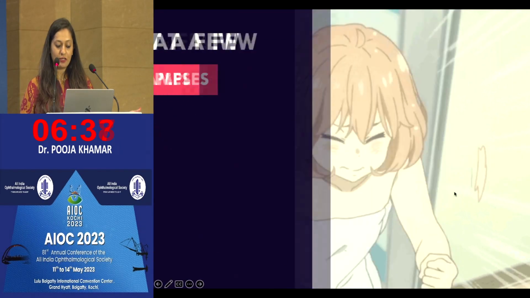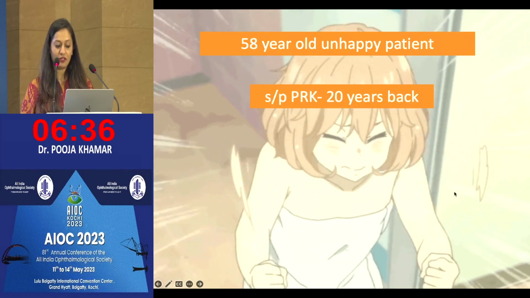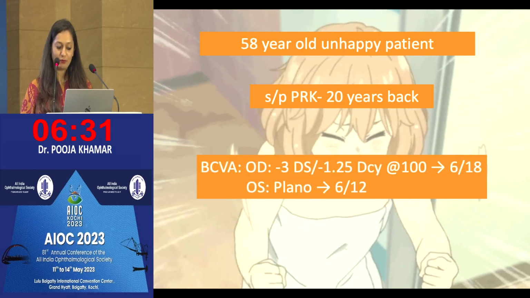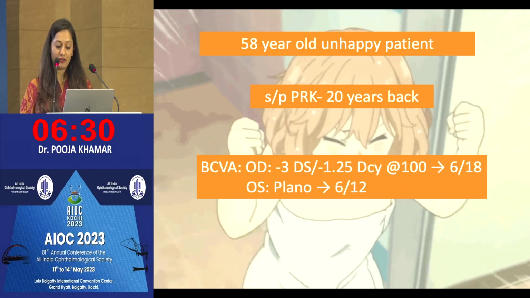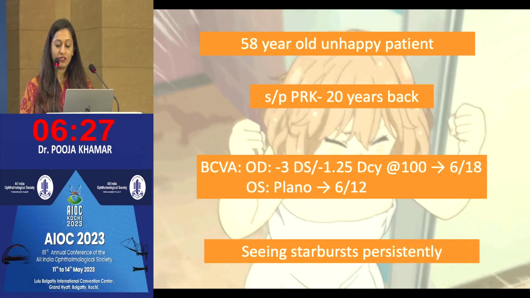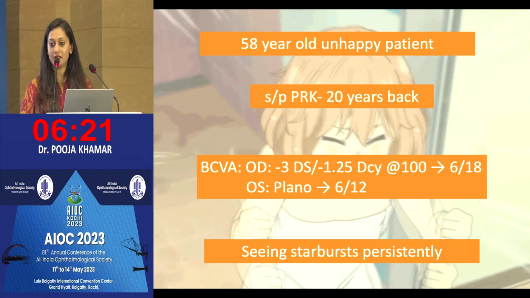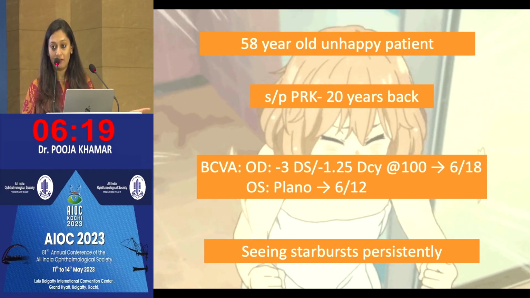So let's look at these two case examples. This was a 58-year-old unhappy patient. She had a history of PRK 20 years back, and this was her refractive error. She did come with cataract, but the history she gave was that she has been seeing persistent starbursts since the time of her refractive surgery.